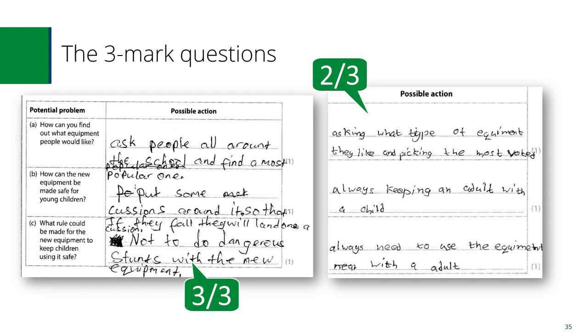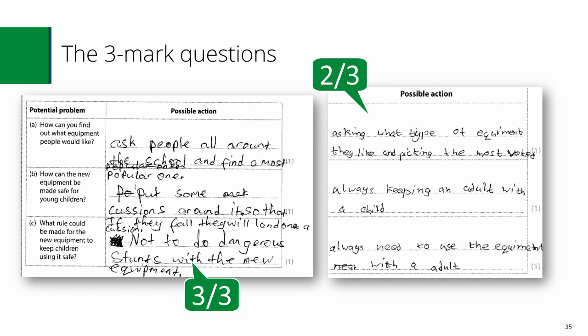The other answer also did quite well. Not as strongly as the first one, but 2 out of 3 marks were awarded here. Ask what type of equipment people would like. Find the most that was voted for. That's a nice specific answer. But when we looked at the answers to parts B and C, they're the same answer.